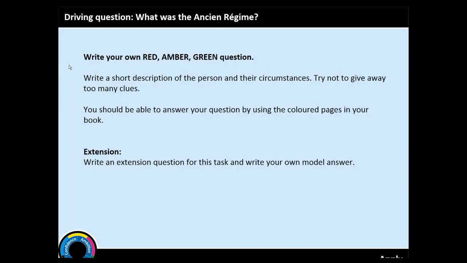For this task, I want you to be the teacher. Try to describe the life of someone from the first, second, or third estate and create a multiple choice question just as I did. You can use red, amber, green like I did, so that students in the lesson can use their planners to give an answer. For your extension, write an extension question of your own, accompanied by a model answer. This should take you between 5 and 10 minutes to complete. Pause while you write your multiple choice question, your extension, and model answer.